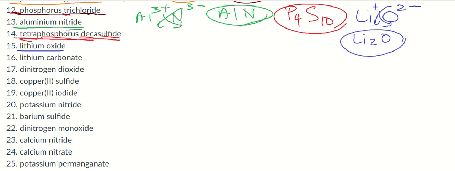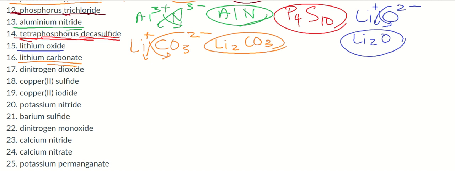Lithium carbonate. Switch colors. All right, carbonate. That's a polyatomic ion with oxygen. So we're going to need to crisscross these charges. Lithium is an alkali metal, 1 positive charge. Carbonate is CO3 with a 2 negative charge. Crisscross these charges. There we go.